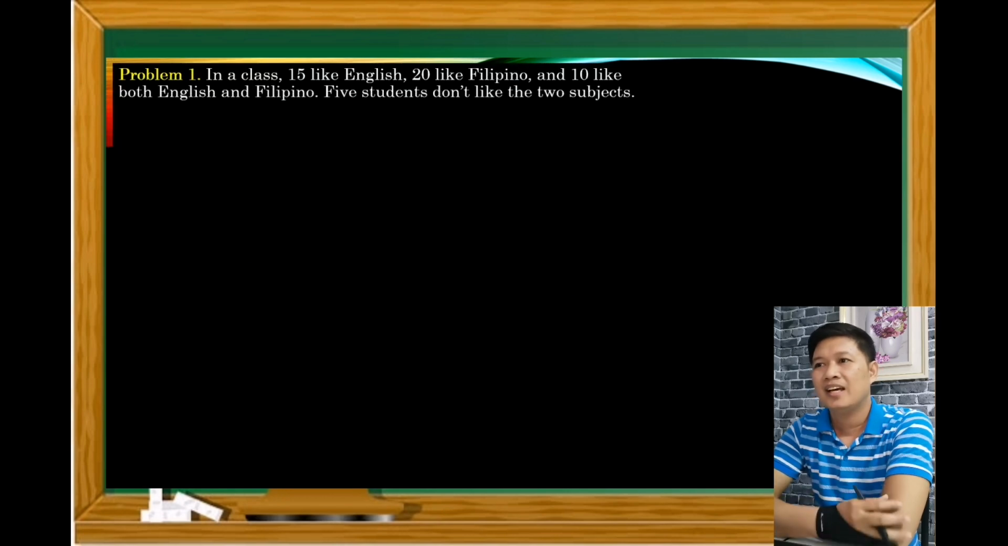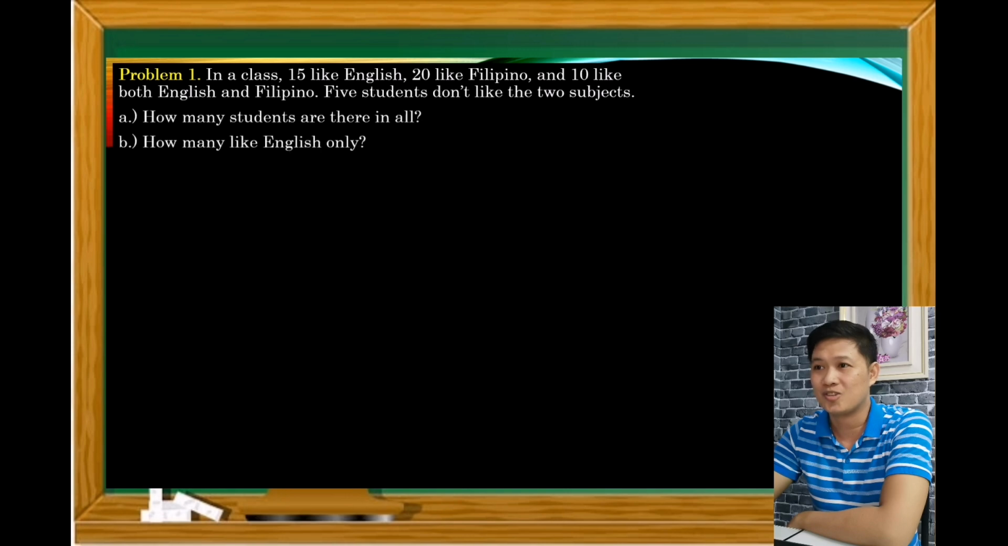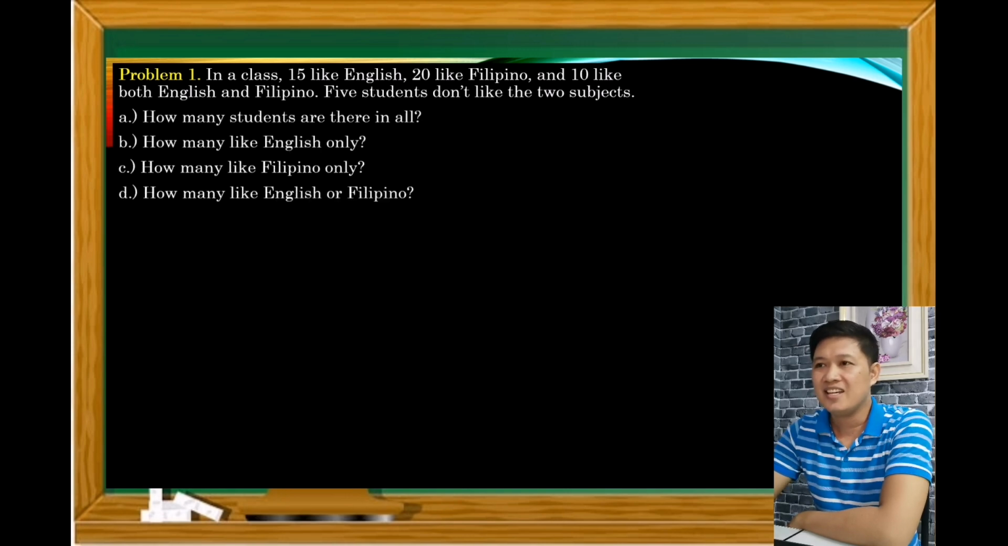Okay. In a class, 15 like English, 20 like Filipino, and 10 like both English and Filipino. 5 students don't like the 2 subjects. Okay, so here are the questions. Letter A, how many students are there in all? Letter B, how many like English only? Letter C, how many like Filipino only? And letter D, how many like English or Filipino?